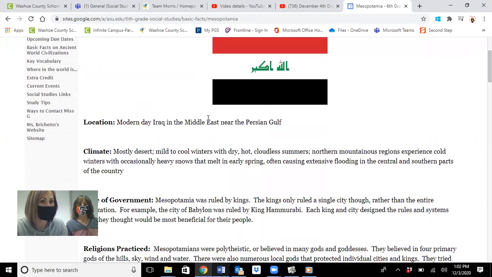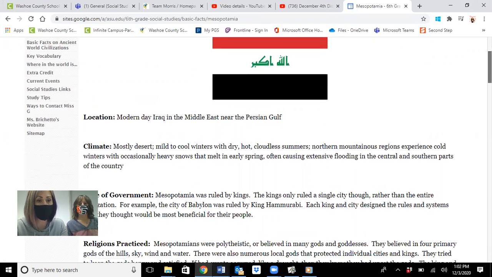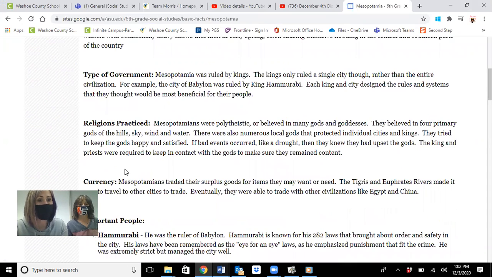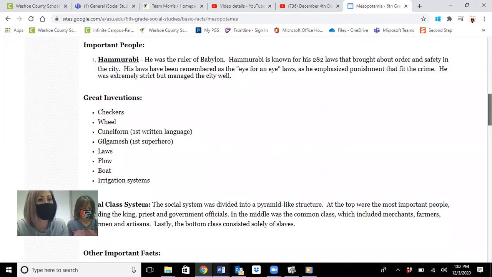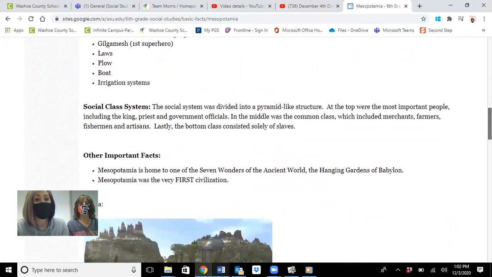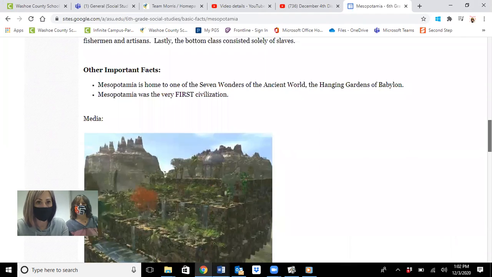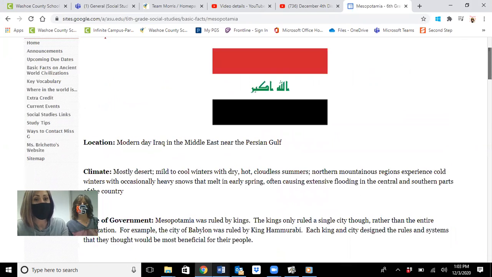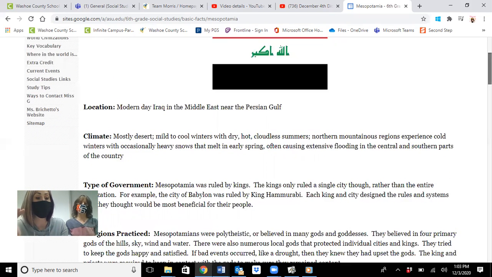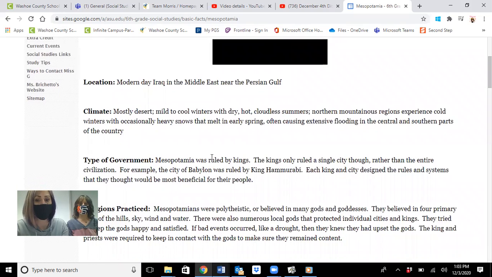So there's the location, there's the climate, type of government, religions practiced, currency, important people, and inventions. Currency is that economic part. Yes, that's economics. So is everything here? No, which is why we have given you the 2 other sites. But just from Miss G's site, you can answer probably 70% of your requirements for Mesopotamia. So let's start with political government. Type of government: Mesopotamia was ruled by kings. Kings only ruled a single city.